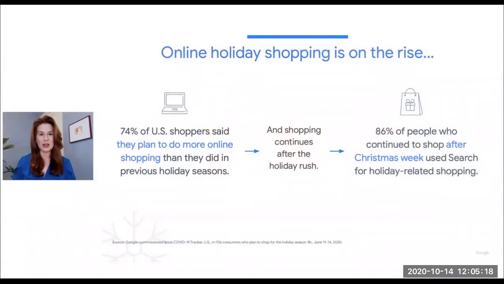This past holiday season, shoppers in the United States searched online before 88% of in-store purchases. 58% of holiday purchases happened online compared to 42% in store. In 2019, retail had its largest holiday season ever, with global digital revenue reaching $723 billion. In 2020, 74% of US shoppers say that they plan to do even more online shopping. The data show that shopping starts earlier and ends later. 86% of people who shopped after Christmas week used search to continue their holiday-related shopping.